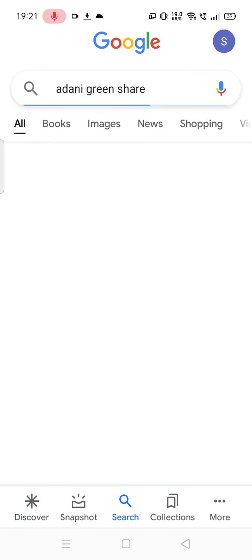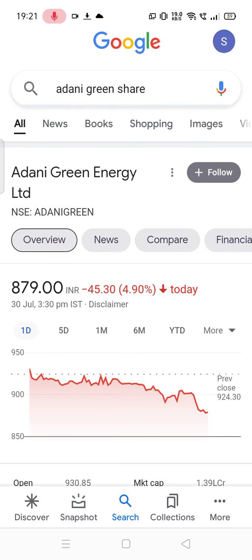Adani Green share. First, let us look at the stock. Right now, some bad things are happening for the Adani stocks because of their foreign investors deal.